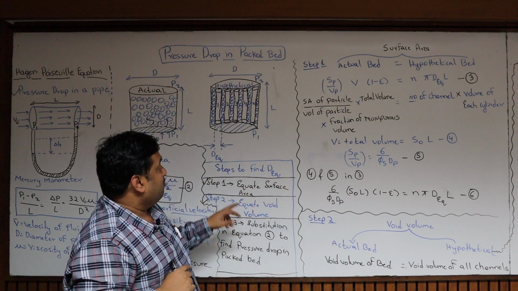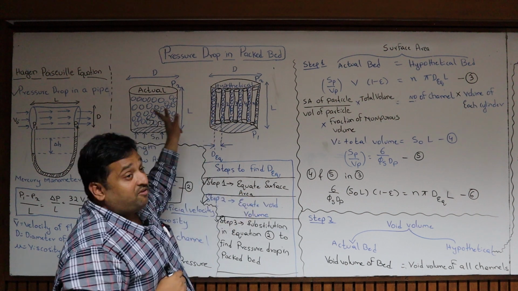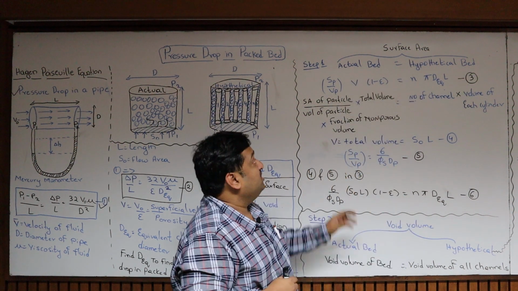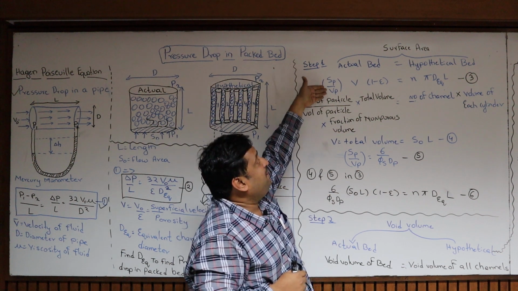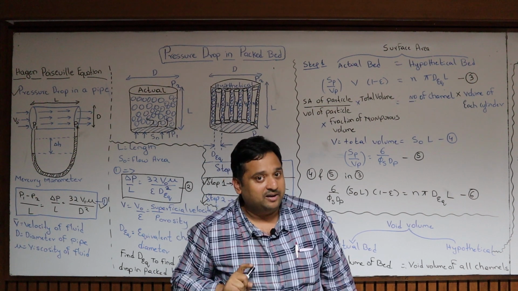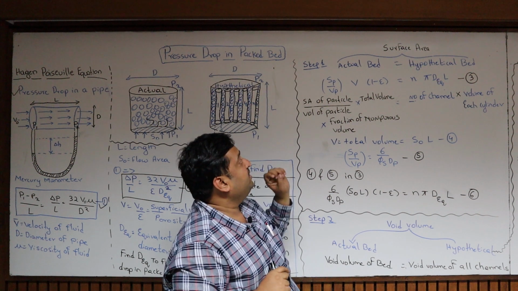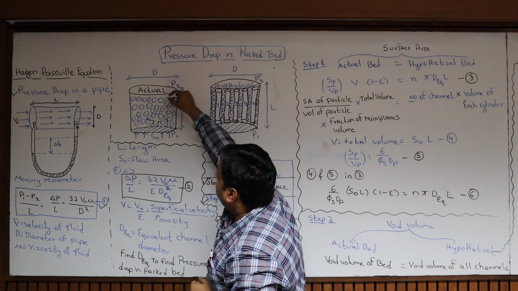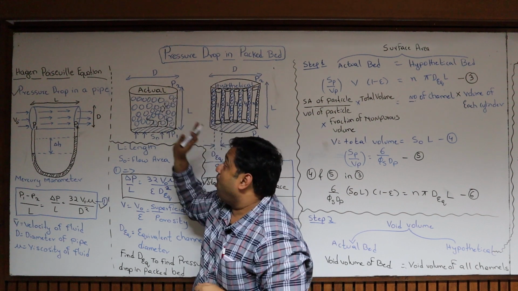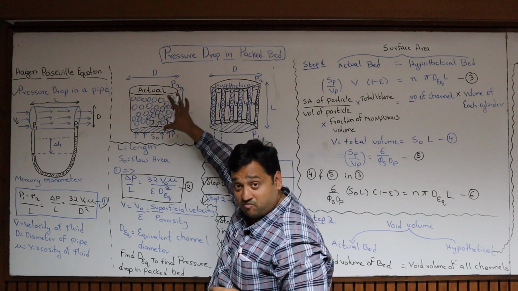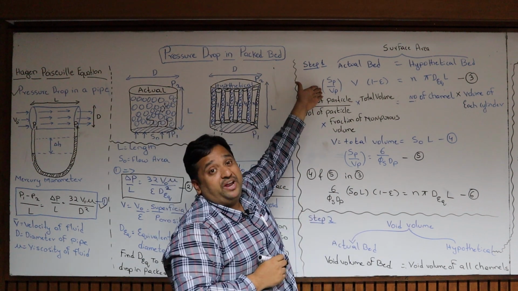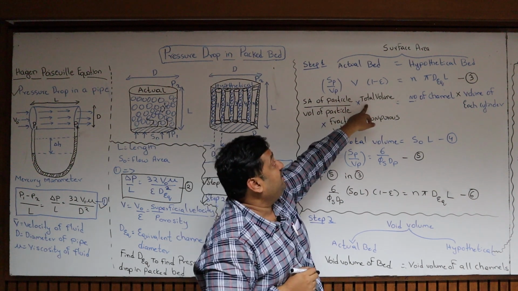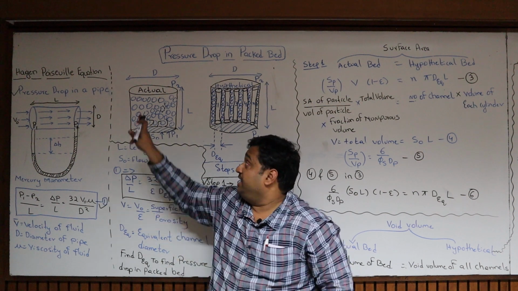So let us go to step number 1. What is step number 1? Equate the surface areas of the particles. The actual bed surface area is equal to the hypothetical bed surface area. Sp by Vp is nothing but the surface area to volume ratio of one particle. Multiplied by volume, what is the total surface area available here? I have to count the surface area of every particle in this particular volume. That is why the surface to volume ratio of one particle into volume will give you the total surface area of the particles in this particular volume.